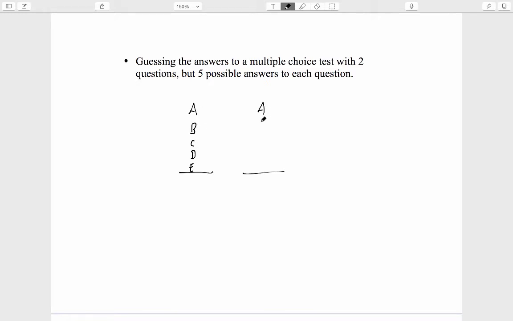You have to pick your answer to question number 1, and that's done by selecting A, B, C, D, or E. Then you have to select your answer to question number 2. That also could be A, B, C, D, or E. There are 5 possibilities for how you answer question number 2. So the outcomes are not 5-letter words in a 2-letter alphabet, they are 2-letter words in a 5-letter alphabet.